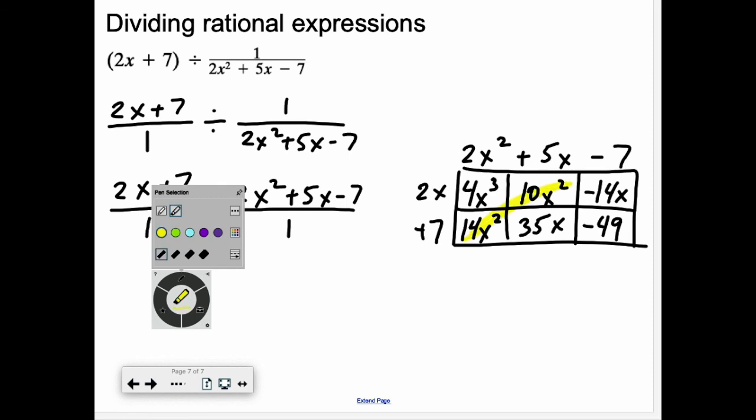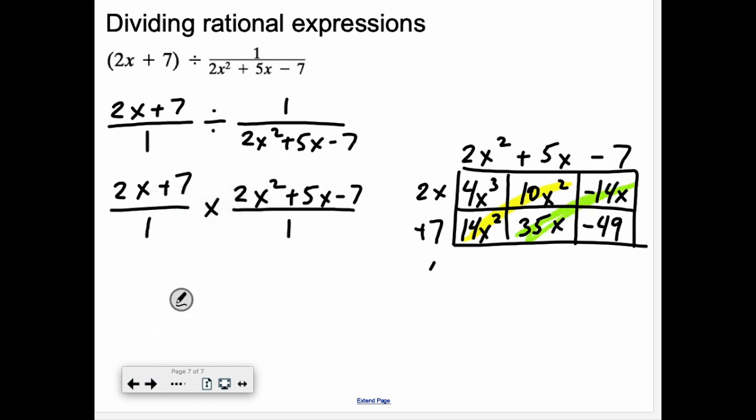And then we can just combine our like terms here. Like terms there. Like terms there. So 4x to the third plus 24x squared plus 21x minus 49. You don't have to factor that one, that would be horrible. We're done.